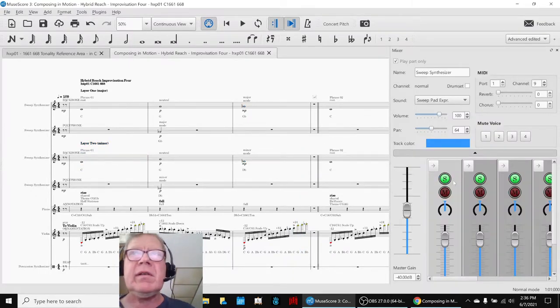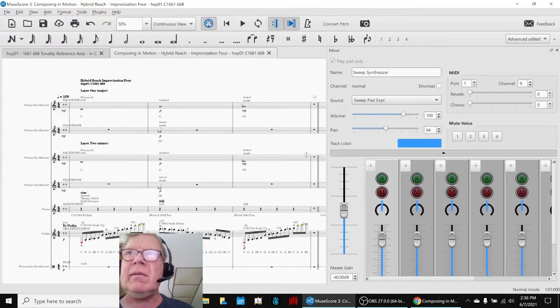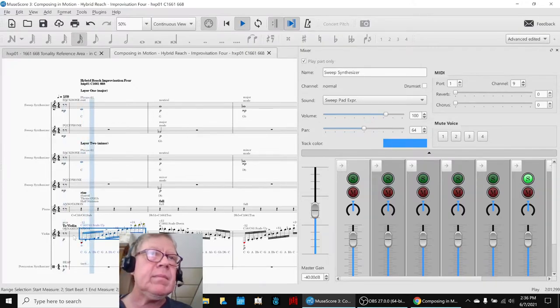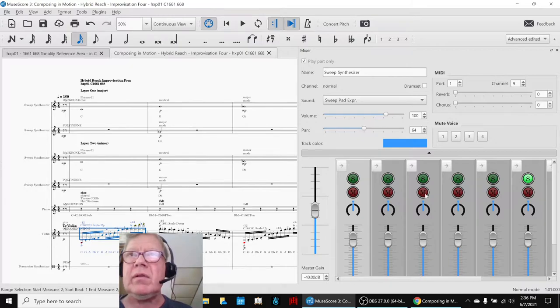Then we switched gears, and remember we were calling it bubbles originally. We wanted something that was fast. So we were thinking about arpeggios, but what we ended up doing was generating some scale figures. So we have this one. 1, 2, 3, 4, 5, 6. 1, 2, 3, 4, 5, 6.